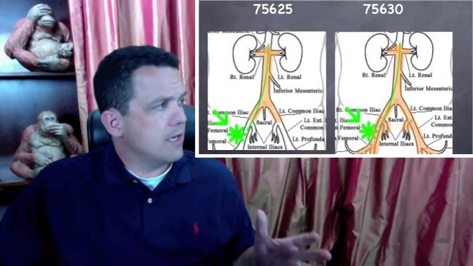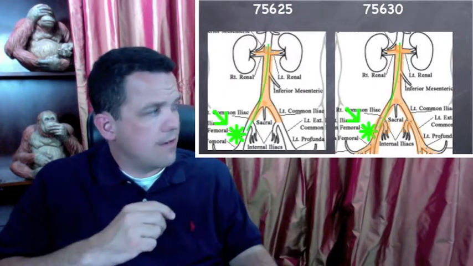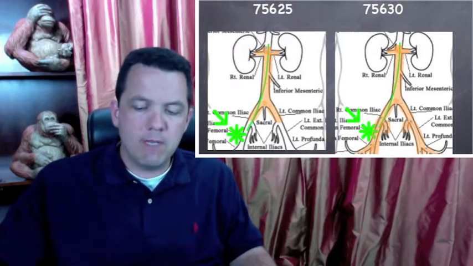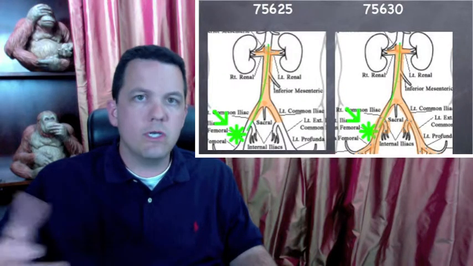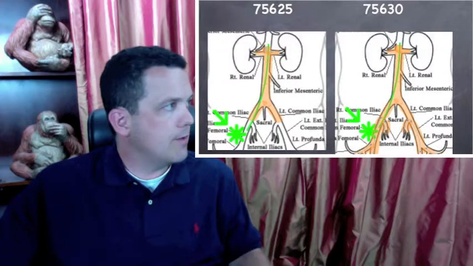Now, if the doctor had only looked at what the iliac arteries look like, as is illustrated on the left diagram here, that of course doesn't meet the definition of abdominal plus bilateral iliofemoral, so we're stuck using that 75625 code for the first diagram on the left here.